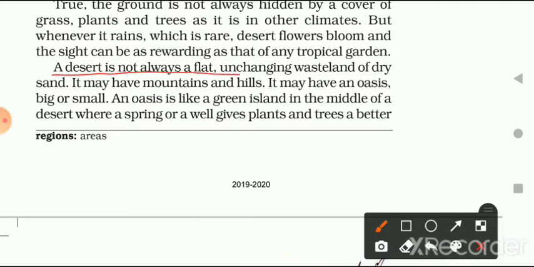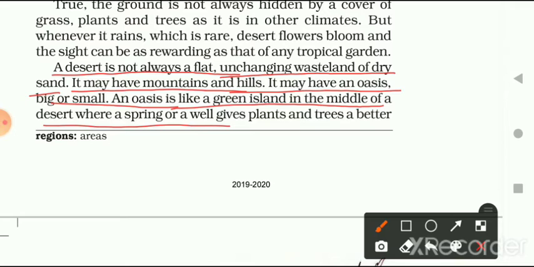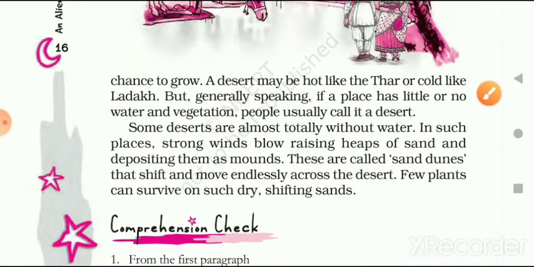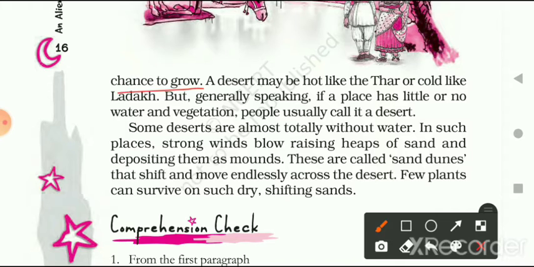A desert is not always a flat, unchanging wasteland of dry sand. It may have mountains and hills. It may have oases, big or small. An oasis is like a green island in the middle of a desert where a spring or a well gives plants and trees a better chance to grow. A desert may be hot like the Thar or cold like Ladakh. But generally speaking, if a place has little or no water and vegetation, people usually call it a desert.